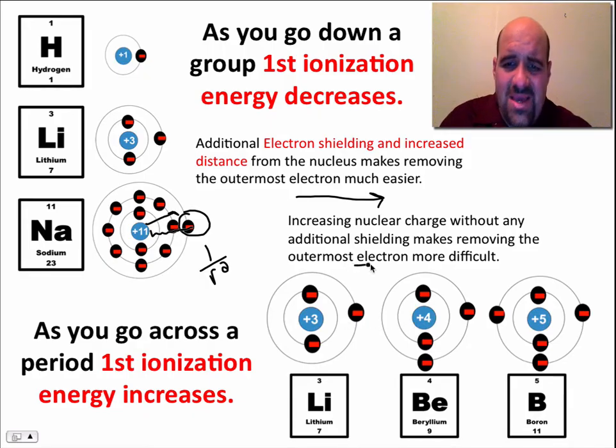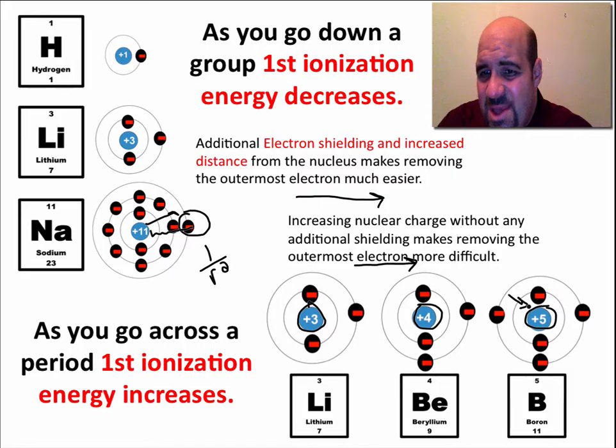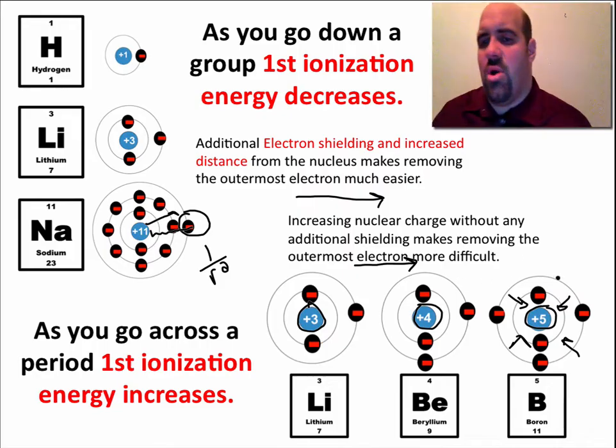Well, as you go across the periodic table, nuclear charge is increasing. The pull of the nucleus is getting stronger. It's increasing, but there's no additional shielding. So this nucleus is actually just pulling these electrons stronger and stronger. So it makes it harder and harder to remove an electron as you go across.